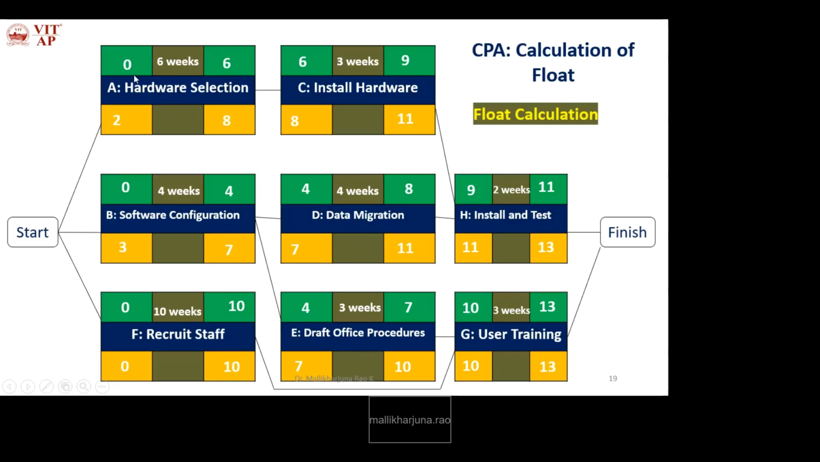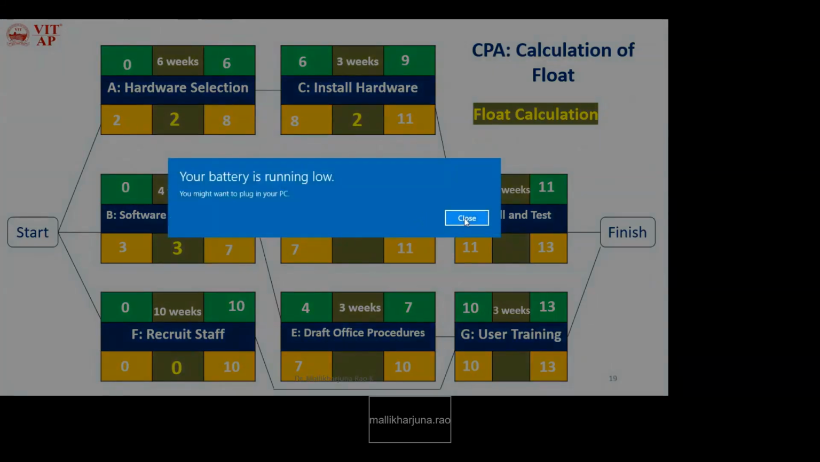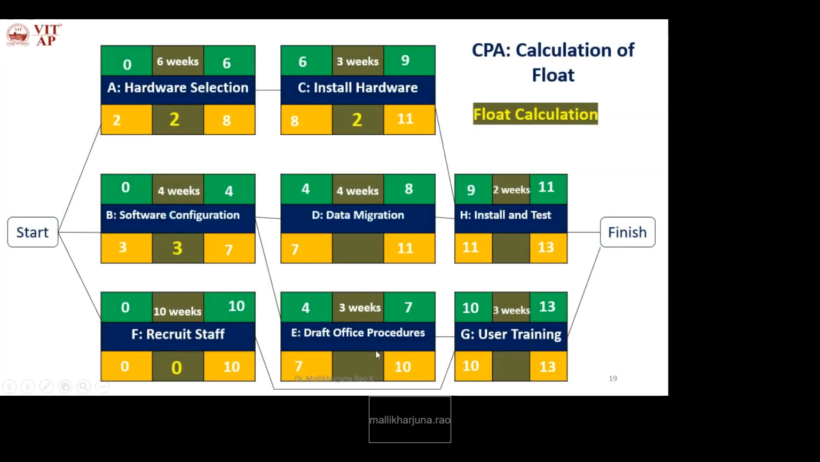Okay, 2 minus 0. How much? 8 minus 6. Any combination you can take. 3 minus 0 or 7 minus 4. Okay, 0 minus 0 or 10 minus 10. 0. 8 minus 6 or 11 minus 9. Okay, 7 minus 4, 11 minus 8. Okay, 7 minus 4, 10 minus 7. 11 minus 9, 13 minus 11. 10 minus 10, 13 minus 13. Okay, 0. Okay, now the network is ready to calculate the critical path.